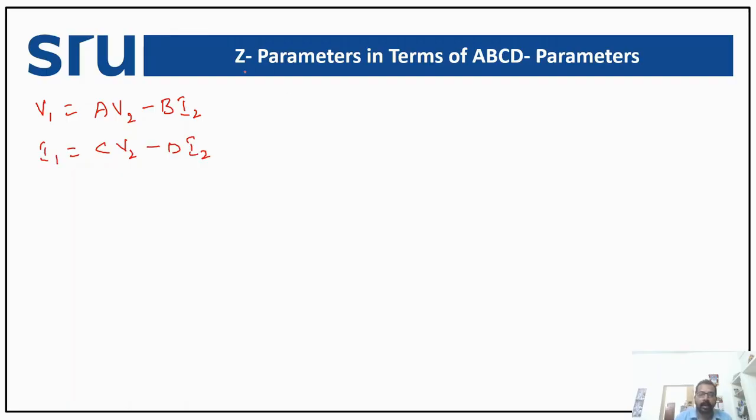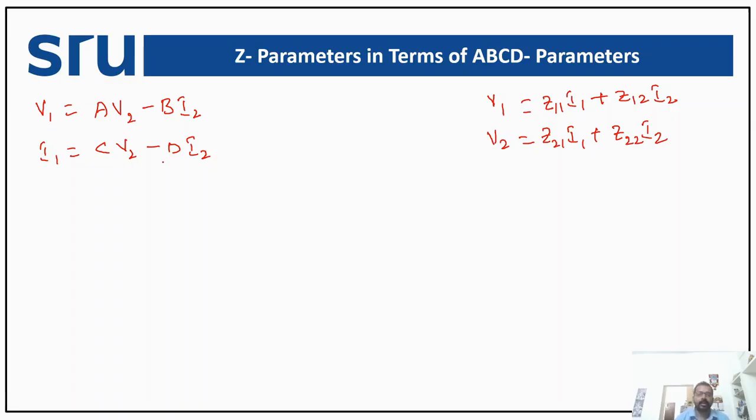I1 is equal to C V2 minus D I2. And what are the Z parameters we have? Z parameters are in this particular form, where the I1 and I2 currents are independent and the voltages are dependent. So V1 is nothing but Z11 I1 plus Z12 I2, whereas V2 is equal to Z21 I1 plus Z22 I2. So we require these Z parameters in terms of A, B, C and D.